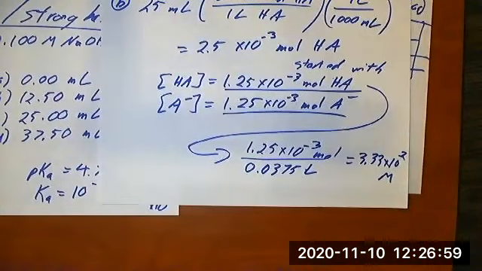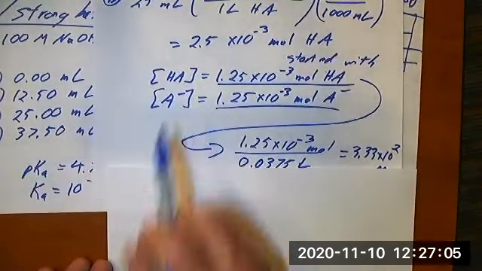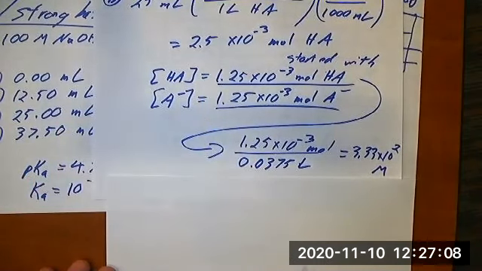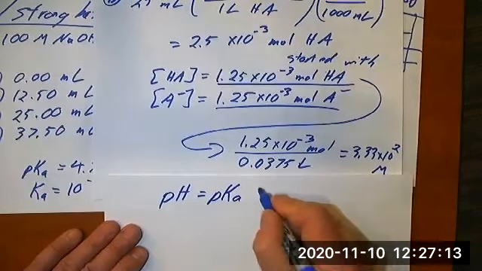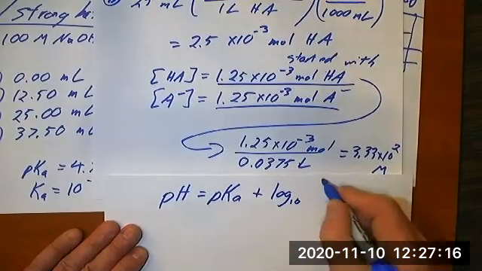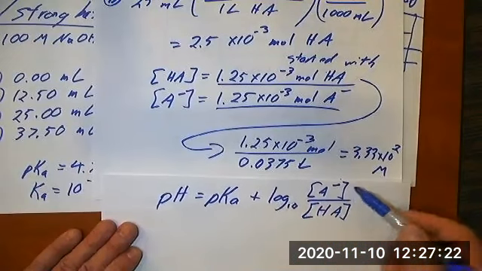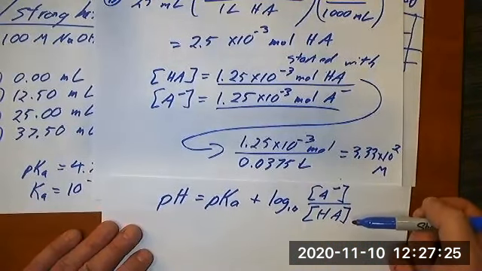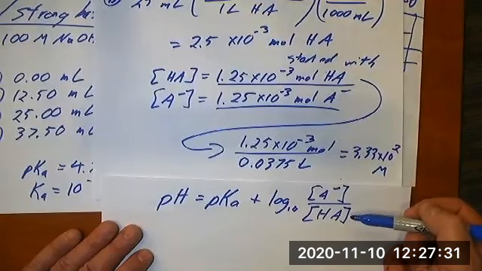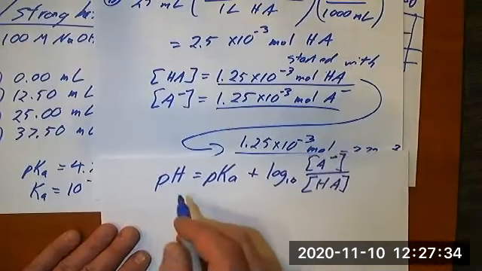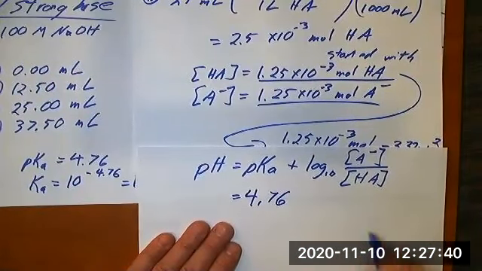Now, because we are in the buffer region, because we have equal amounts of the weak acid and its conjugate base, the easiest thing to do is to use the Henderson-Hasselbalch equation. pH equals pKa plus log base 10 of the concentration of A minus over the concentration of HA. Well, the concentrations of A minus and HA are the same, which means that the ratio is 1. The log of 1 is 0, and so the pH equals the pKa, which we had as 4.76.